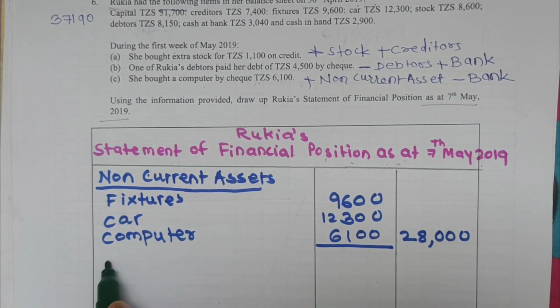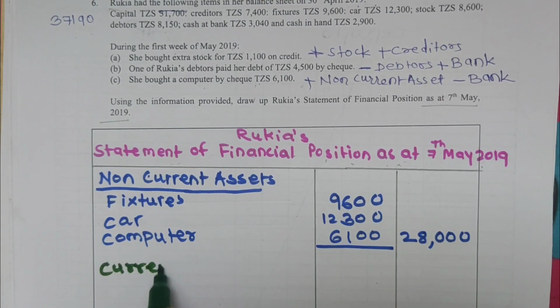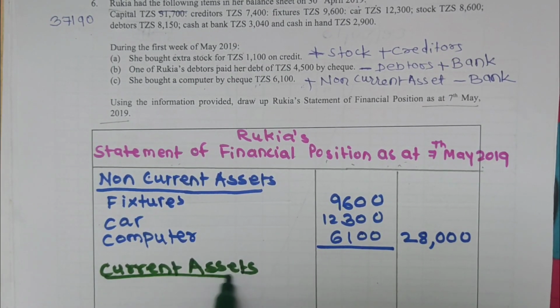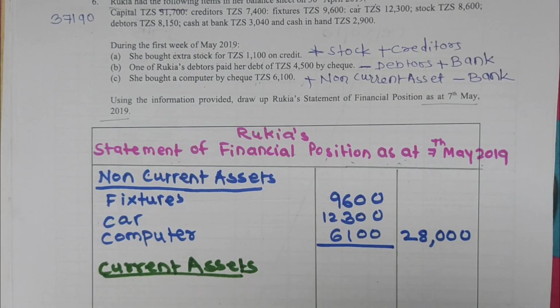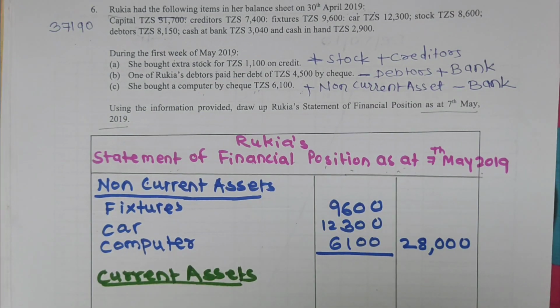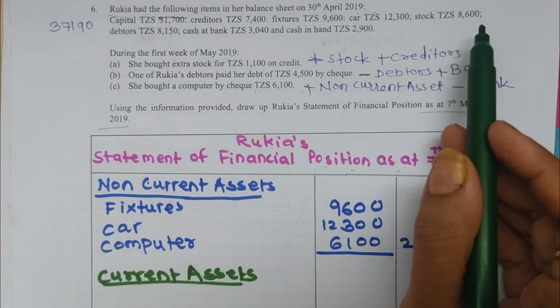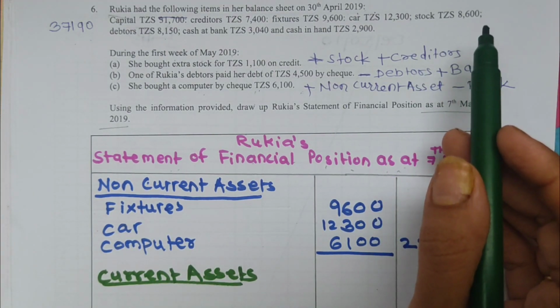Okay, after non-current asset, we are writing all current assets. So let's write down now current assets. So current assets, we are giving heading. Now which are the current assets? So in the current asset, which items come? Stock, debtors, cash at bank, cash in hand, bank bills receivable. So here you can see stock amount is given 8,600.